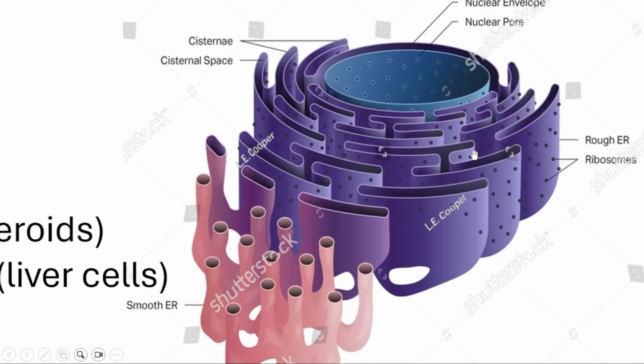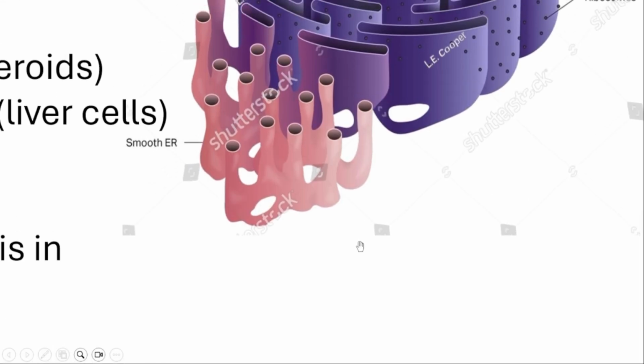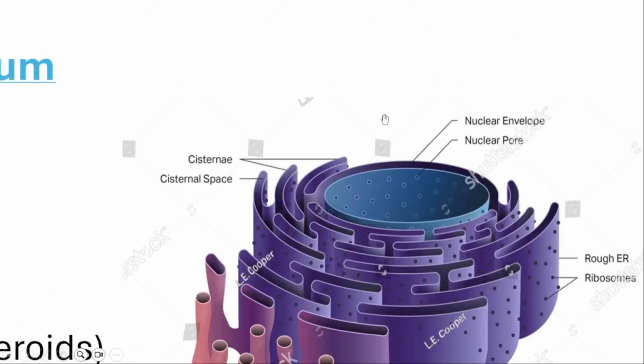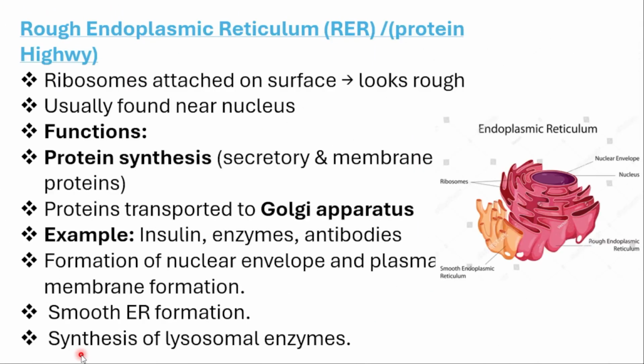See, this one is the smooth one, smooth endoplasmic reticulum, where the surface is very smooth because the ribosomes are absent. But here, these tiny round structures are the ribosomes which are present on the endoplasmic reticulum. This is the endoplasmic reticulum. If ribosomes are present, then it is said to be a rough endoplasmic reticulum. If the ribosomes are absent, then it is said to be a smooth endoplasmic reticulum.